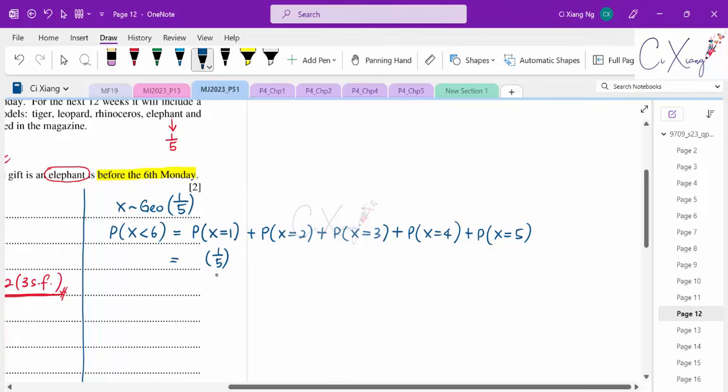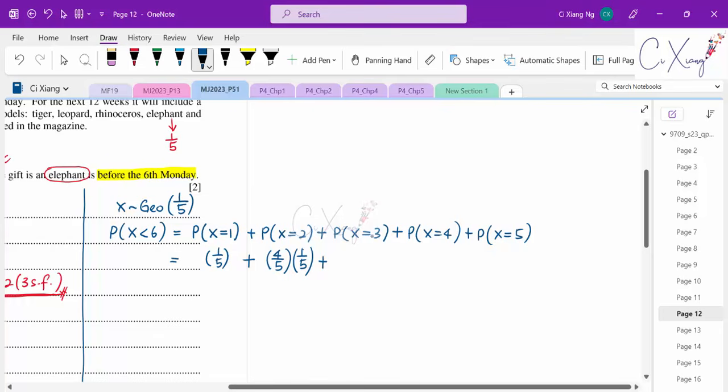Okay, the probability of getting an elephant is 1/5. Then plus, if he gets it on the second week of buying the magazine, that means the first week he doesn't get the elephant, which has probability 4/5, and the second week he gets the elephant, therefore it will be 1/5.